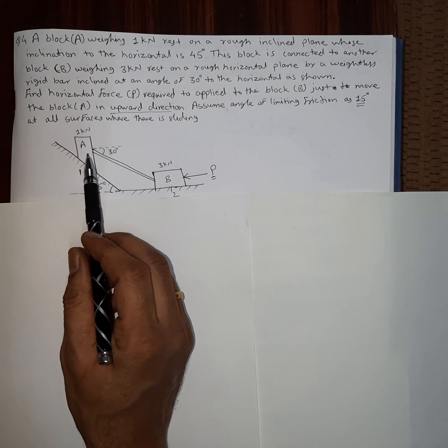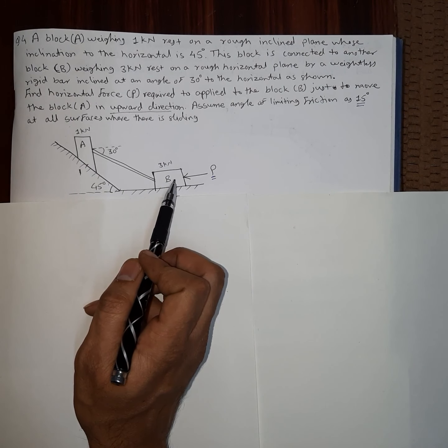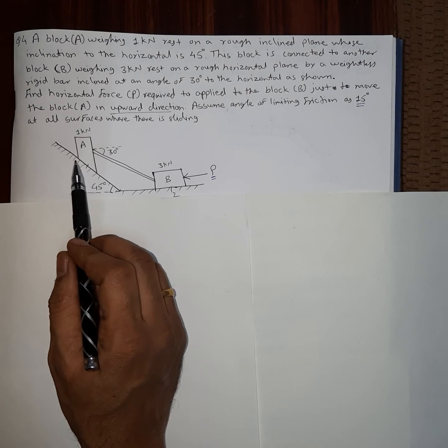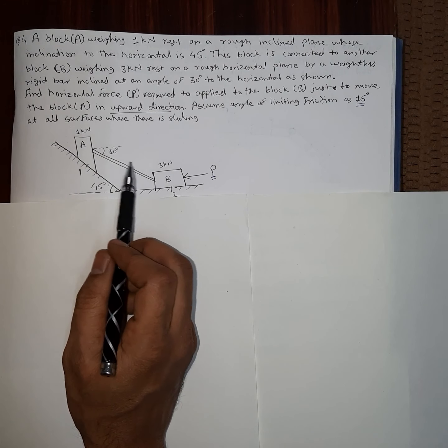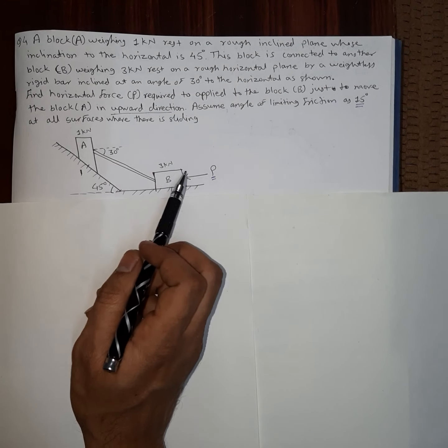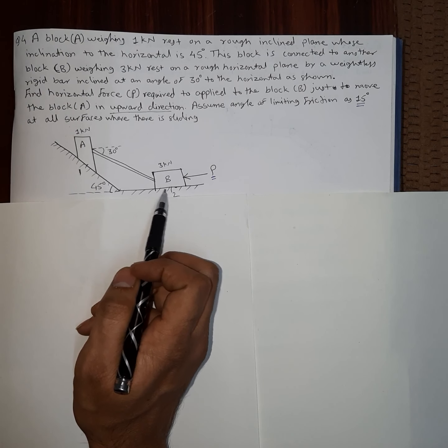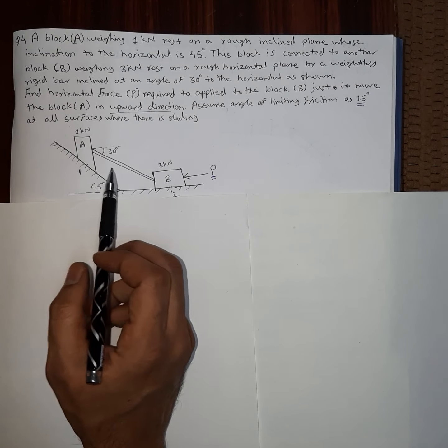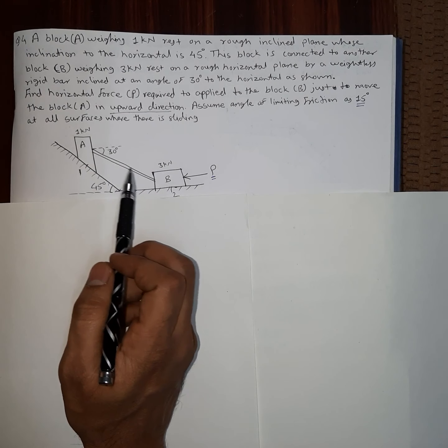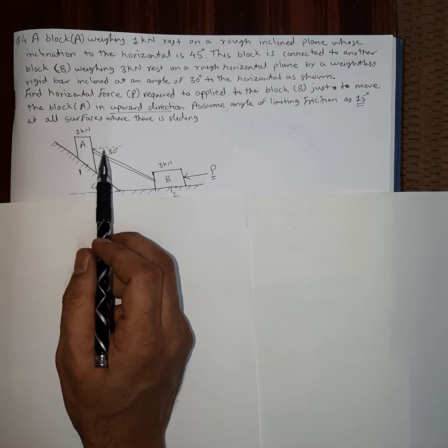So this block A is connected to block B using this rod. This is a weightless rod. This block is connected to another block B weighing 3 kilonewton, resting on a horizontal plane. So this block B is resting on a horizontal plane, connected by a weightless rigid bar. This is a rigid bar which is inclined at 30 degree to the horizontal as shown.